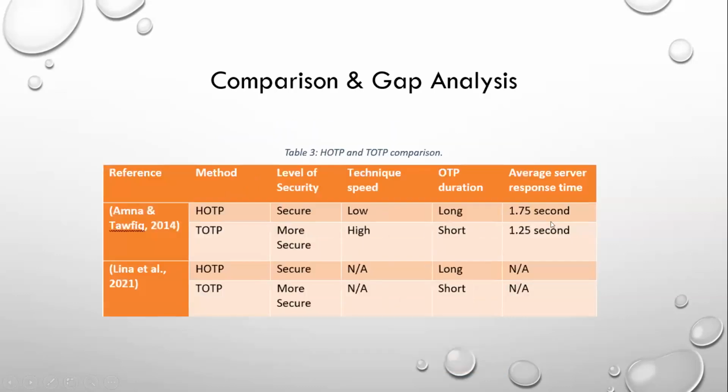And here also is a small comparison between the HOTP and the TOTP. We can see the OTP duration is short for TOTP, and it is high in speed. Here is the average server response time. For HOTP, it's 1.75 seconds, and for the TOTP, it's 1.25 seconds.